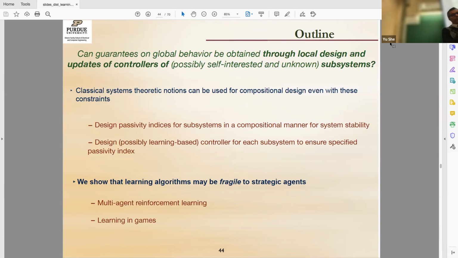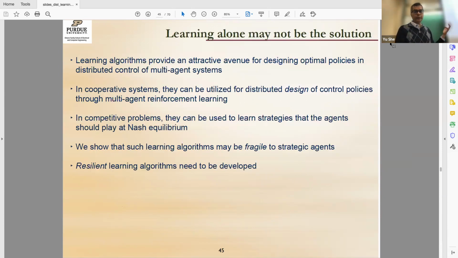Okay. And as I said, I'll point out one problem, which is that if our agents, or subsystems, are self-interested, then there might be an issue with the standard algorithms. Right? So learning algorithms are very powerful. I'm not bad-mouthing them. They are very attractive for designing optimal policies. In cooperative systems that share the same utility function, for instance, they can be used for distributed design. Yes, it is distributed design through multi-agent reinforcement learning. Even when people don't share the same utility functions, they can be used to learn strategies that the agents should play at some equilibrium, typically Nash, but also Markov perfect and so on.